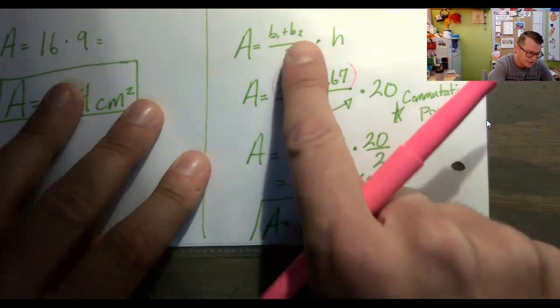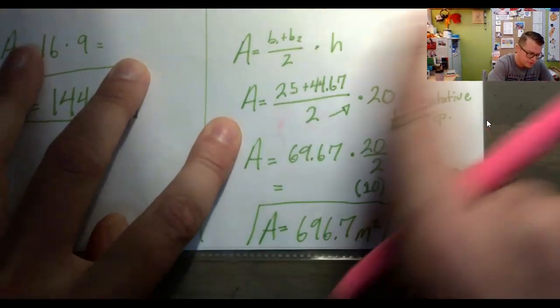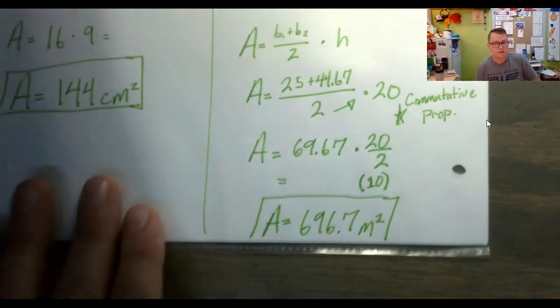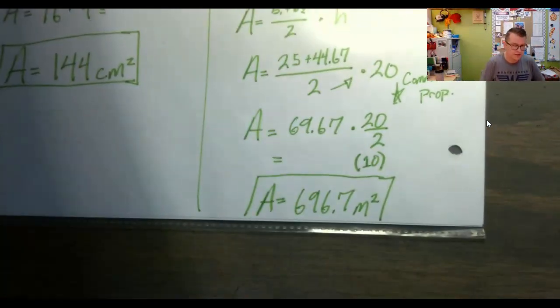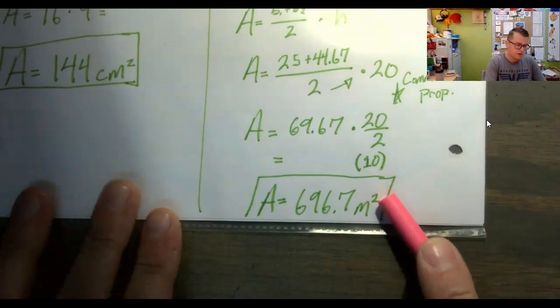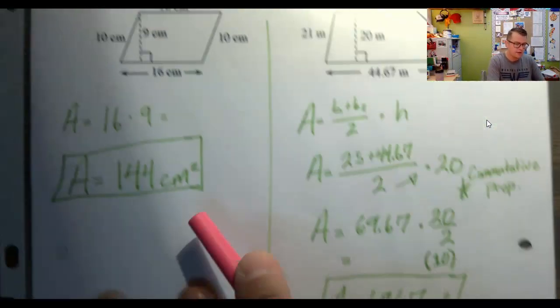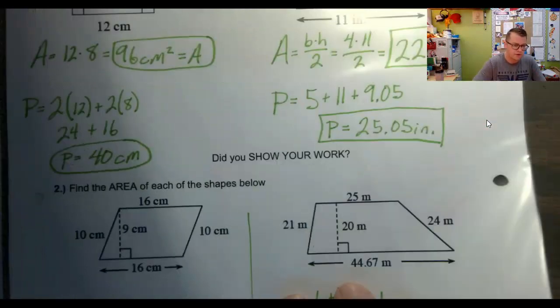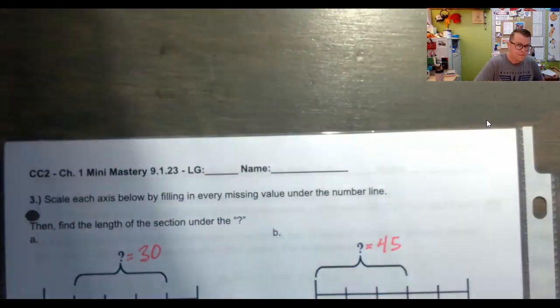We got to add those bases. That's really pretty much the first thing we should have done. But I didn't really do any math till down here. So we get our final answer of 696.7 meters squared. And always your areas are going to be your units squared, right? Centimeters squared, inches squared, whatever your units are squared.